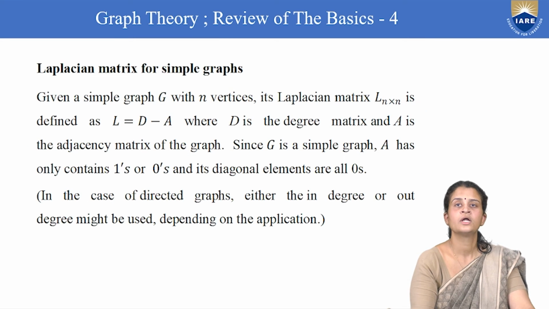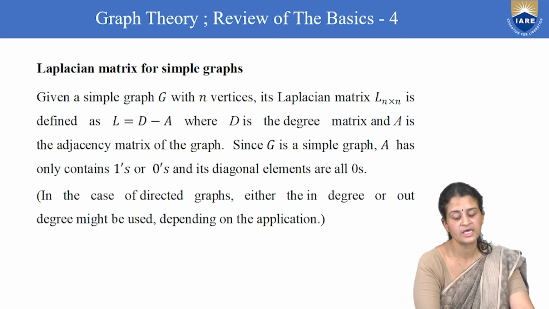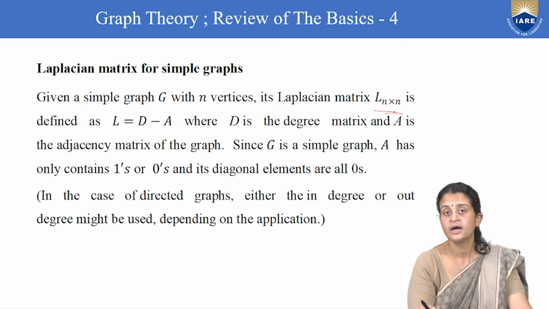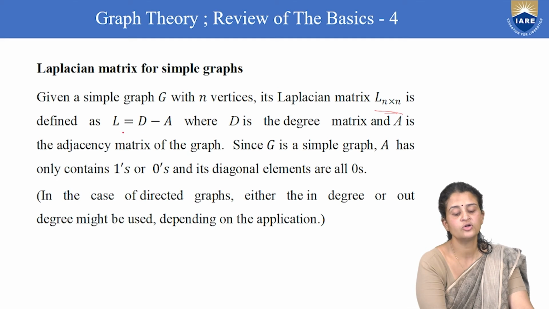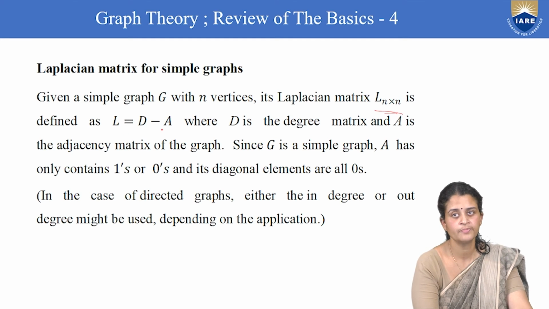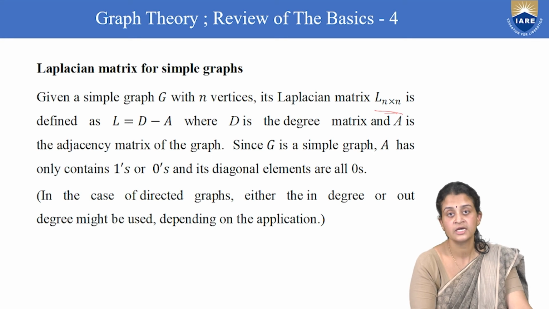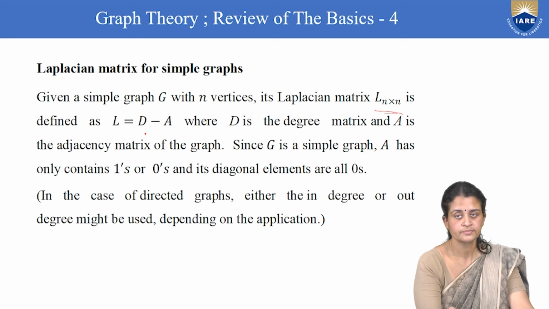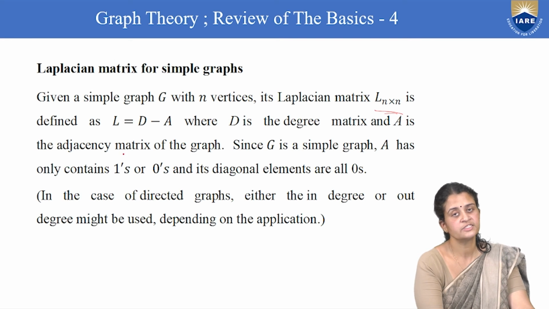Okay. The Laplacian matrix of a simple graph with n vertices is defined as L, an n by n matrix, that is a square matrix. It is defined as L equal to D minus A. What is this A? I hope you remember, it is the adjacency matrix. And what is this D? It is the degree matrix of a given graph, and A is the adjacency matrix.